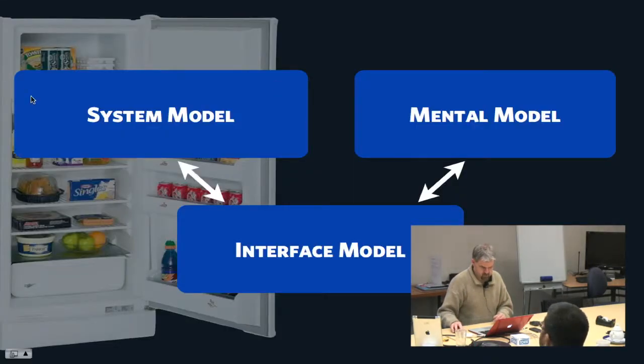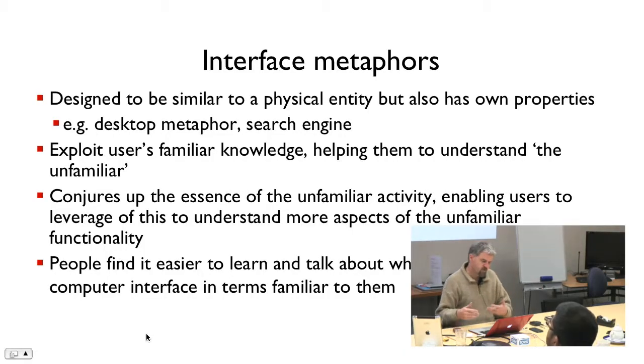As an example, here are the different models that people will form. There's a system model that talks about how the system works. There's a mental model that you've got as a designer, and then what you expose to the person is the user interface, the interface model. One way to do that is to design really good user interface metaphors. In many cases, these are designed to be similar to a physical entity that somebody's familiar with, or they exploit the user's familiar knowledge, something they're already using.